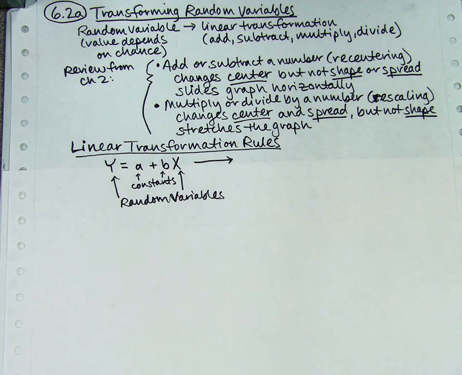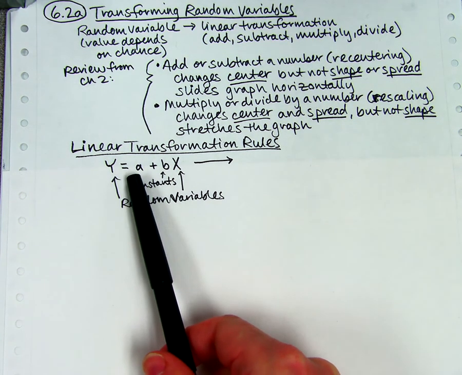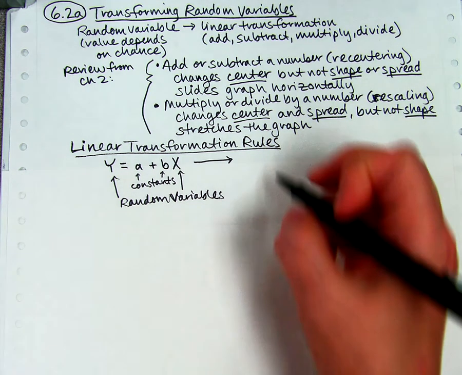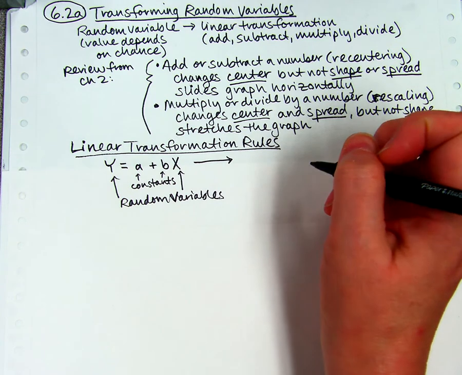That looks like a linear equation. It looks like a slope and a y-intercept that if you graphed it, it would make a line. And so that's the reason it's called a linear transformation. If you graphed Y and X together on a graph, you'd get a straight line.